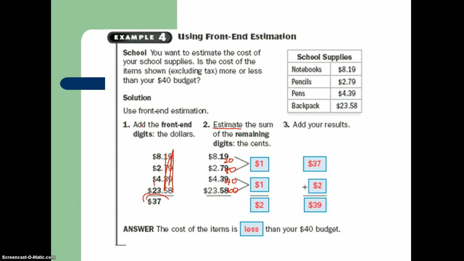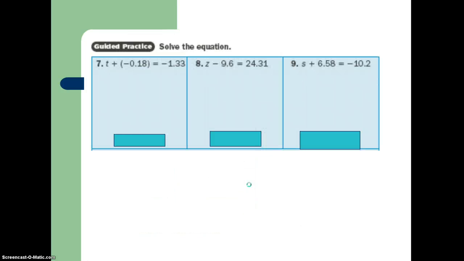That's front-end estimation, where you estimate the front end of the numbers and then estimate the remaining digits. Please try 7 through 9. Two sides to the equation, we need to move the negative 0.18 by adding the opposite to both sides. This is actually subtracting. t equals negative 1.15.